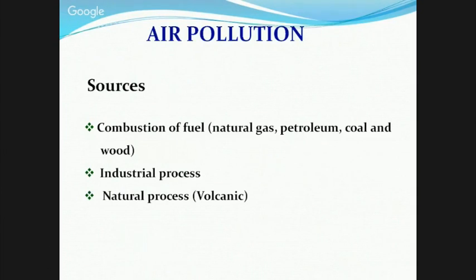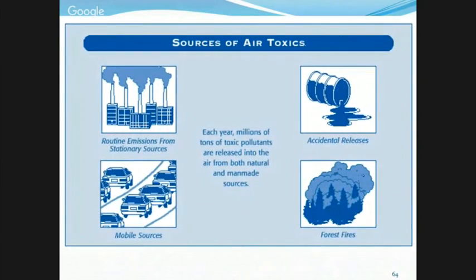Then another issue is air pollution. The sources come from the combustion of fuels: natural gas, petroleum, coal, fossil fuels. Then we have various industrial processes, and some natural processes like volcanoes, which are causing pollution of the air. These are the sources of the air toxics.